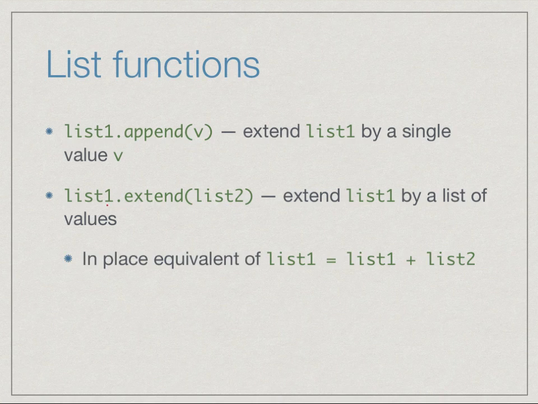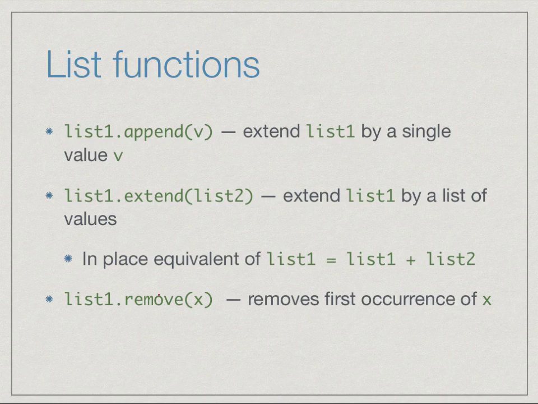So list1.extend(list2) is the equivalent of saying list1 is equal to list1 plus list2. But remember that this must be a list. It's not a single value, it's not a sequence of values, it's a list. So this must be given in square brackets. So you must give [6, 8, 10] as an argument to the extend function. Now this is to add elements to a list.